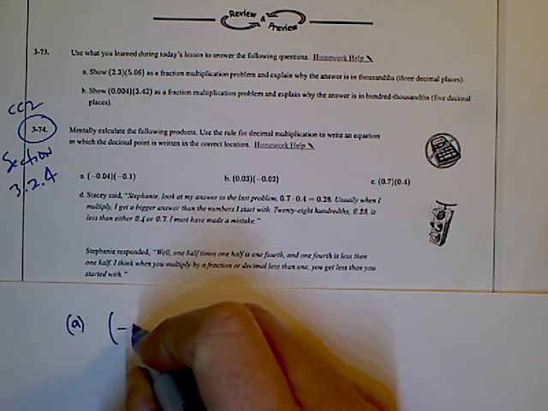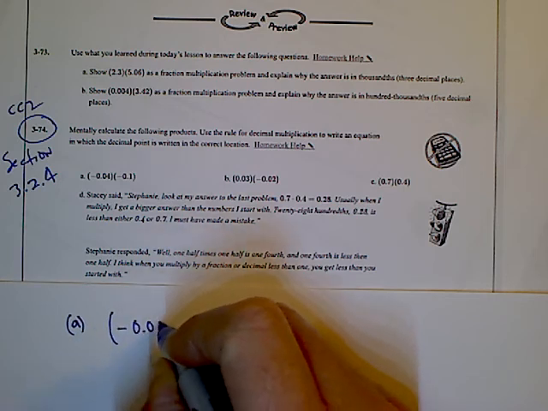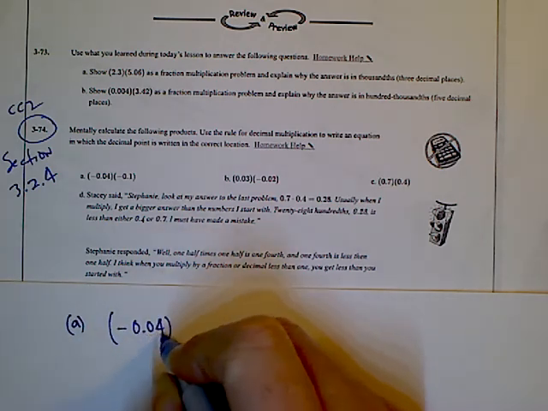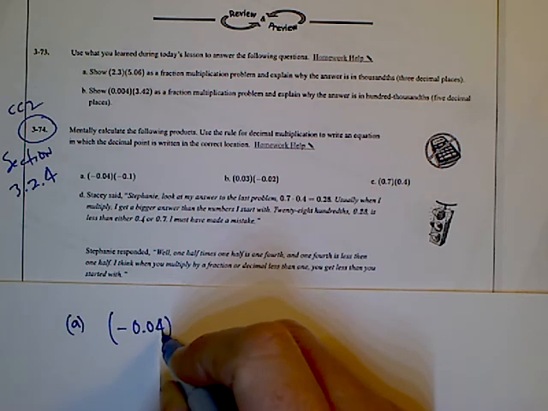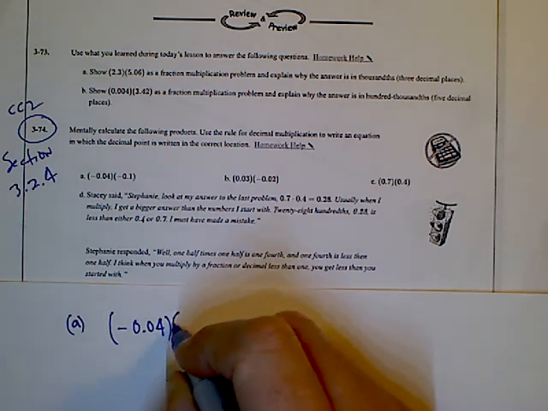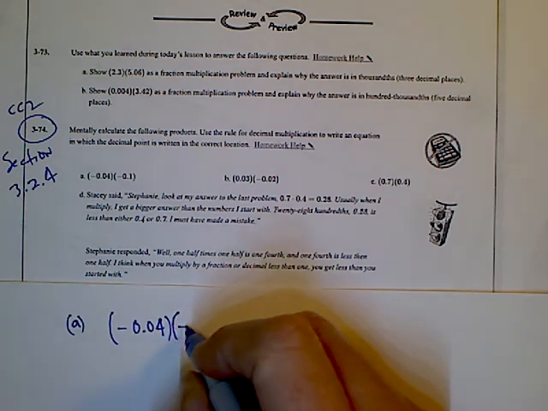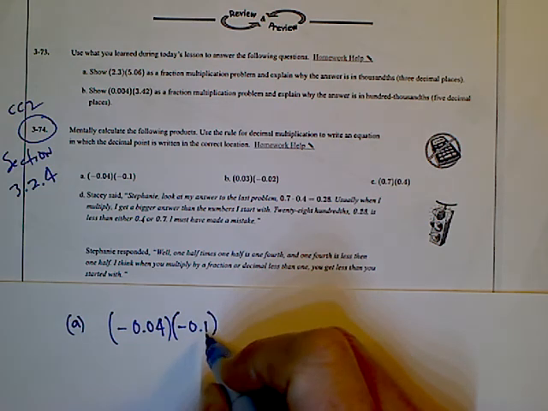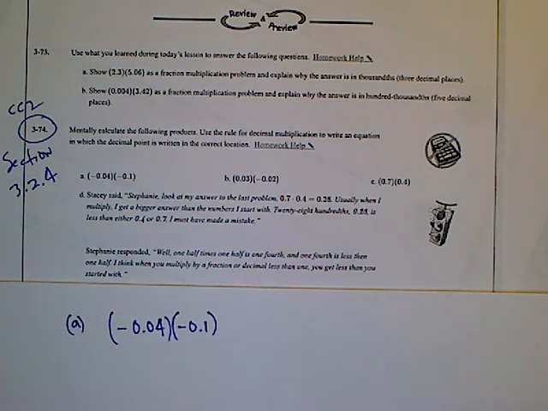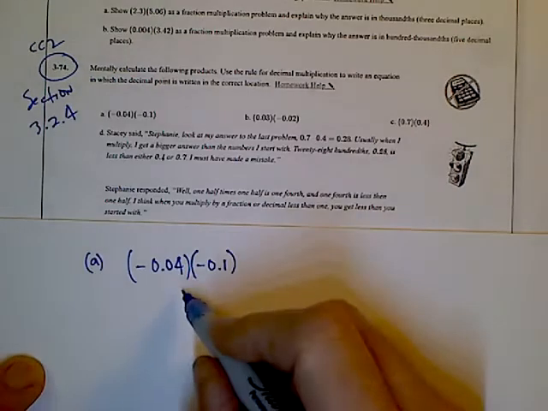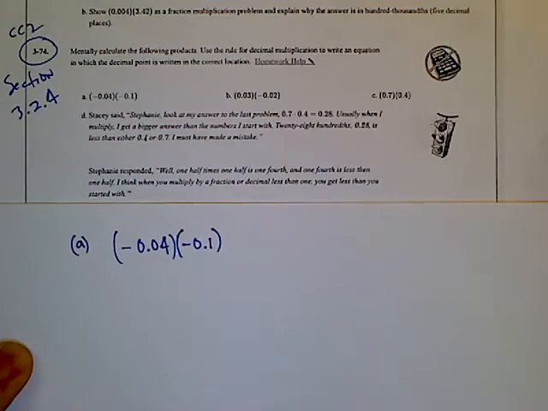So A is negative 0.04, and we would say that's negative 4/100ths, and this is negative 0.1, which is negative 1/10. So if we're reading it, it's 4/100ths times 1/10, right?